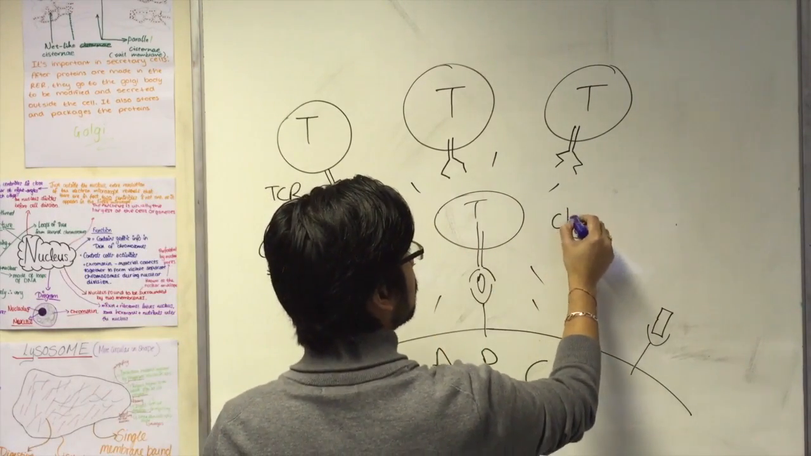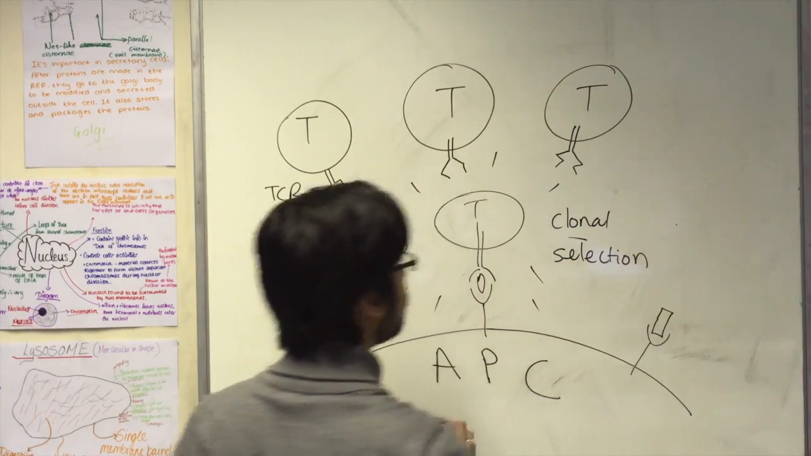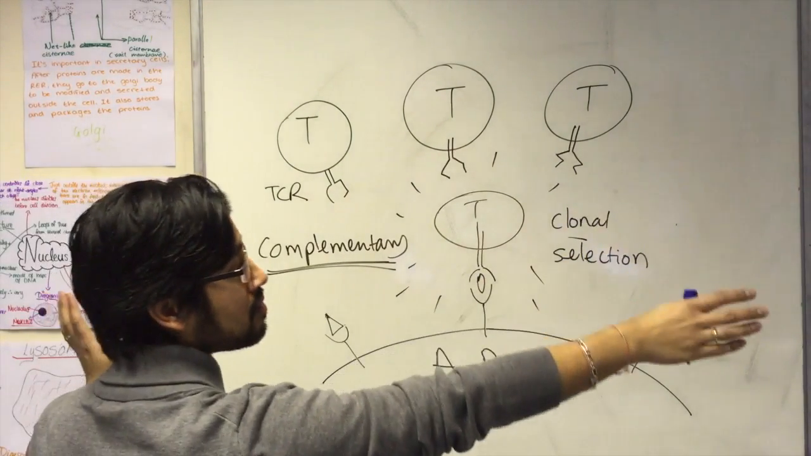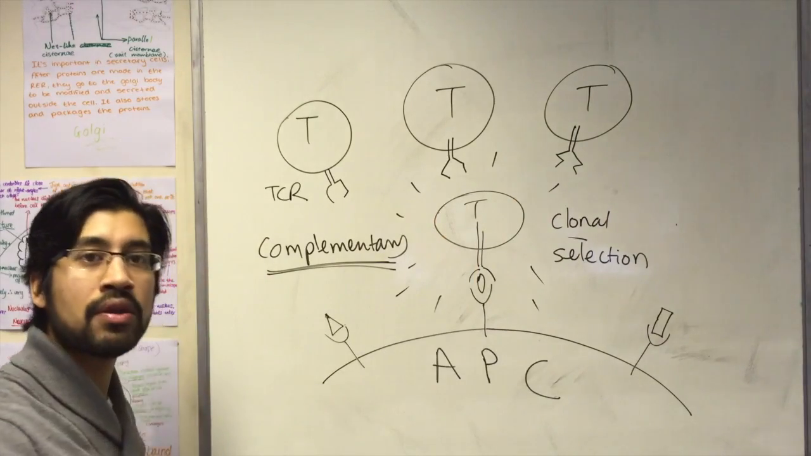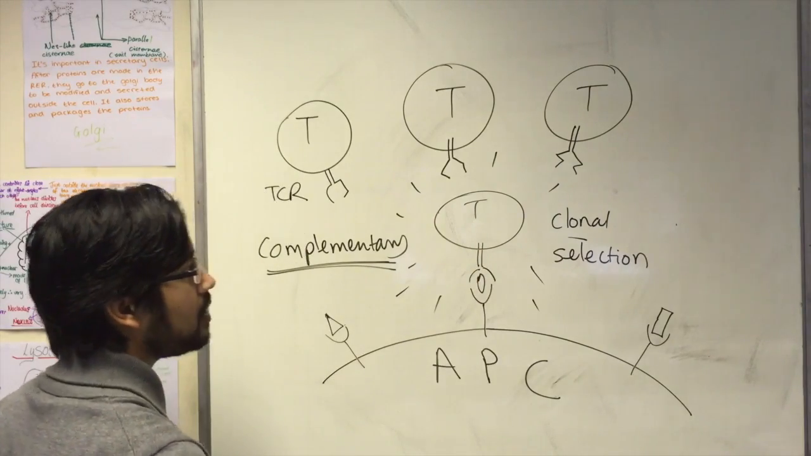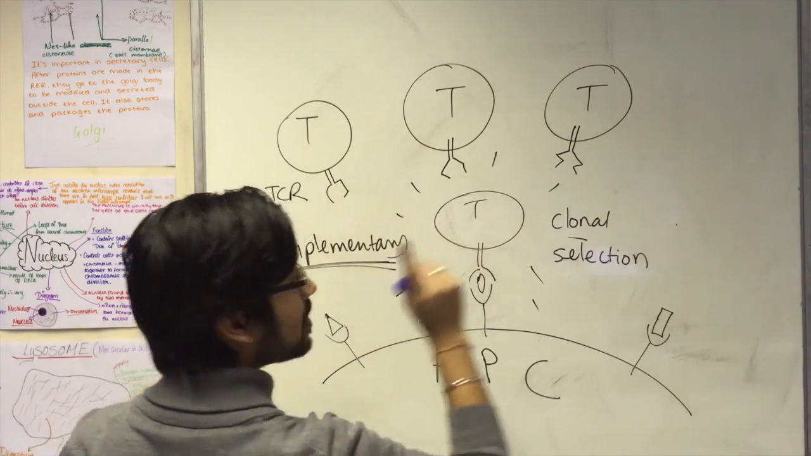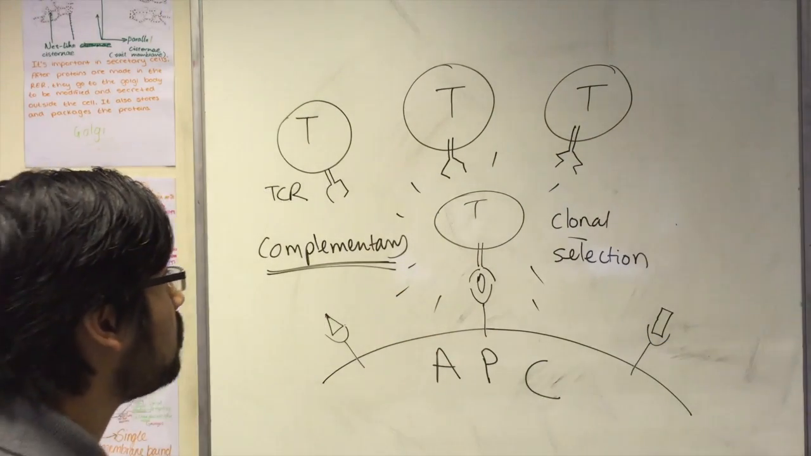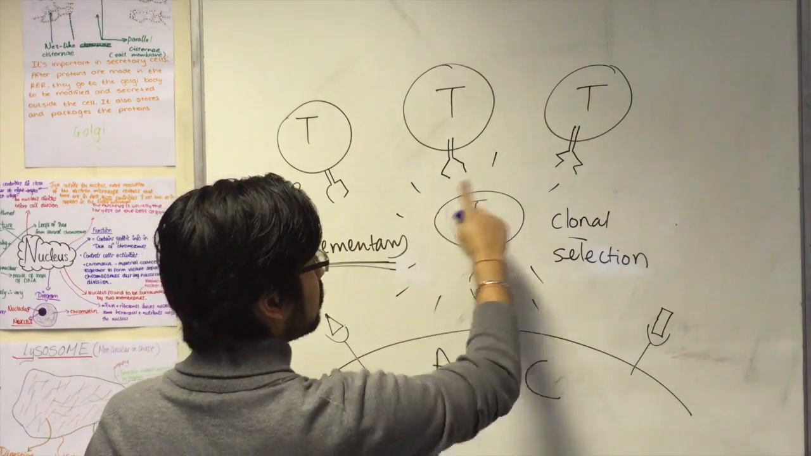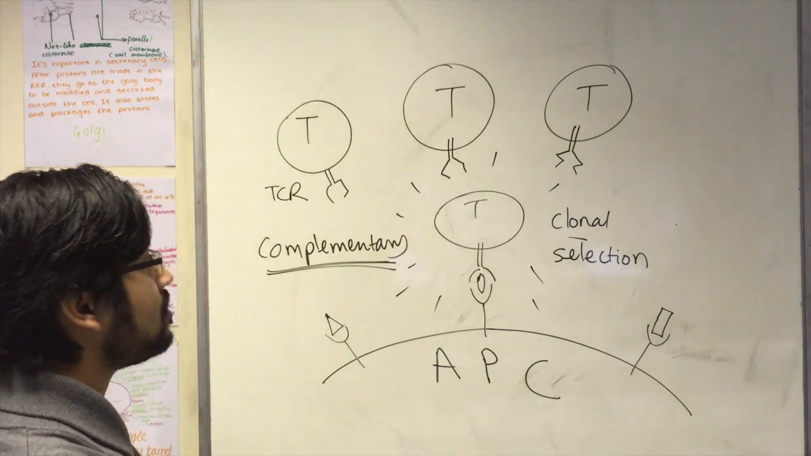This is called clonal selection, because we've selected one of the T cells out of the many millions as the one that could make a response to that antigen. Okay? So this stage is called clonal selection. We've selected, out of all the many millions of T cells, the one that could make an immune response, okay, in this way. So that's clonal selection.